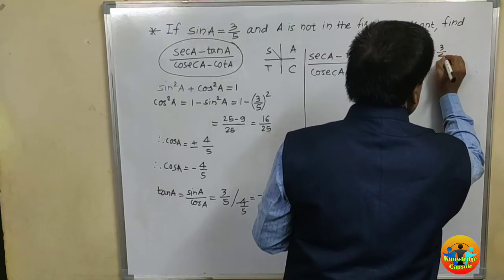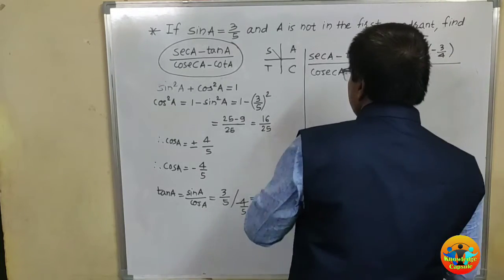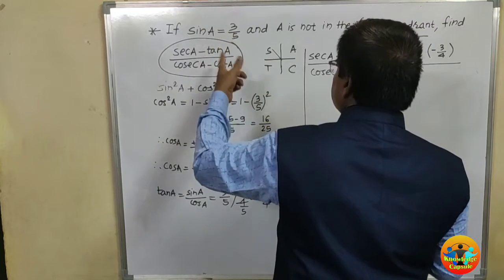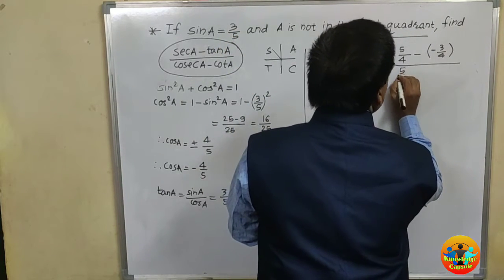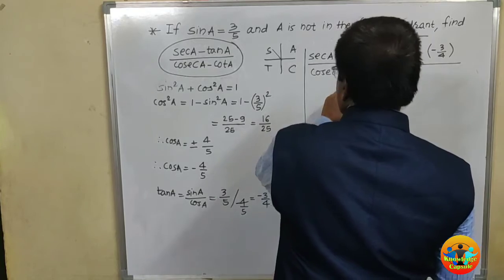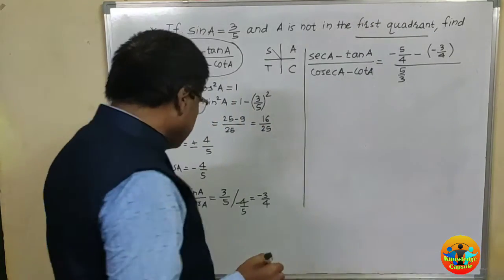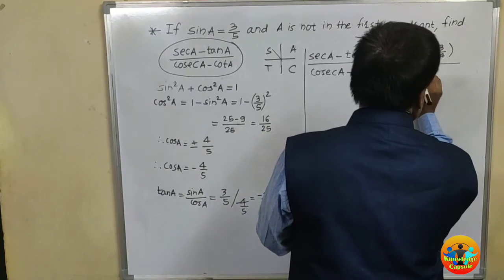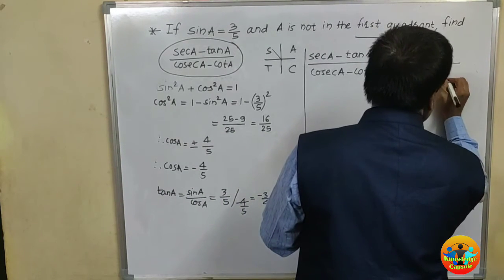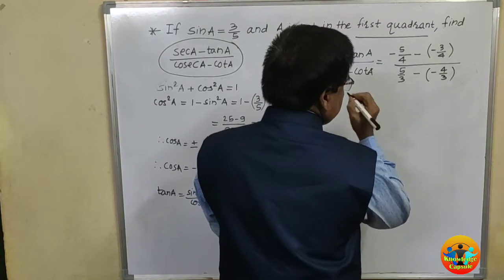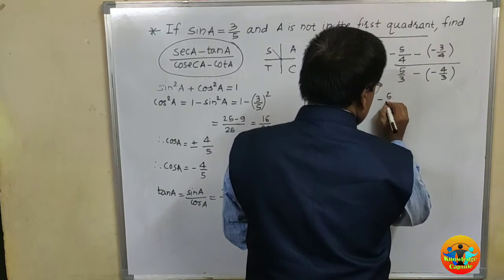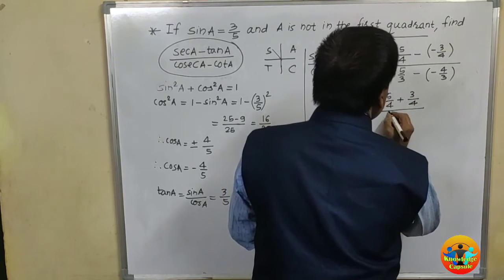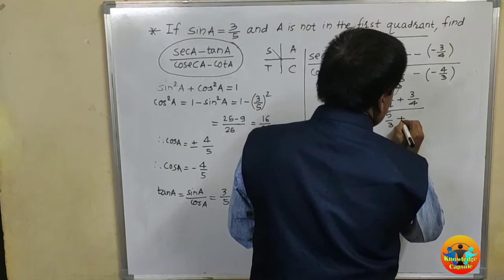Minus minus 3 by 4, upon cosec A, which is 1 by sin A. As sin A is 3 by 5, cosec A will be 5 by 3, minus cot A. Cot A is the reciprocal of tan A, therefore it will be minus 4 by 3. This is equal to minus 5 by 4 plus 3 by 4, upon 5 by 3 plus 4 by 3.